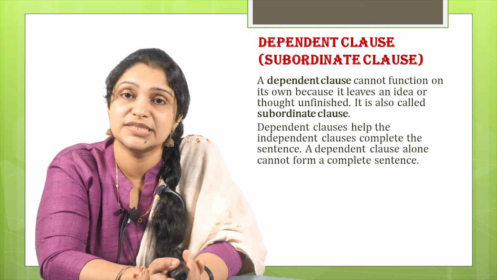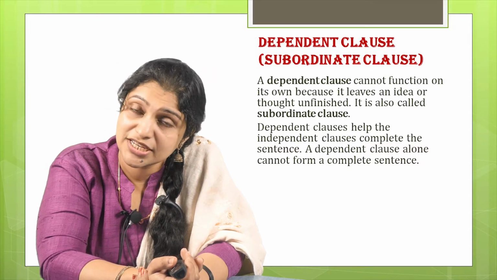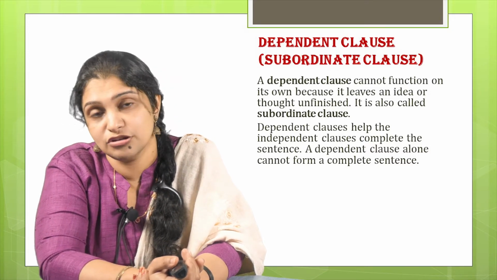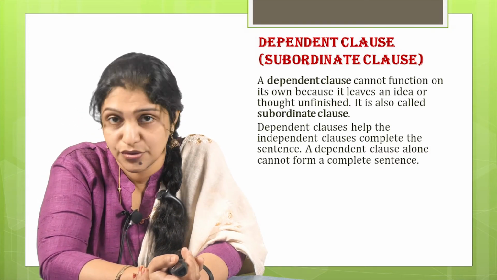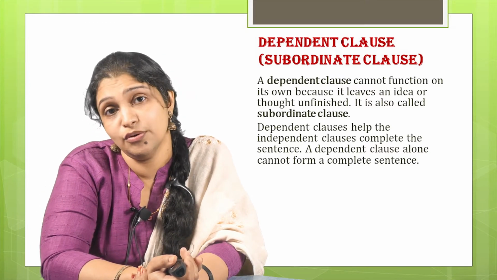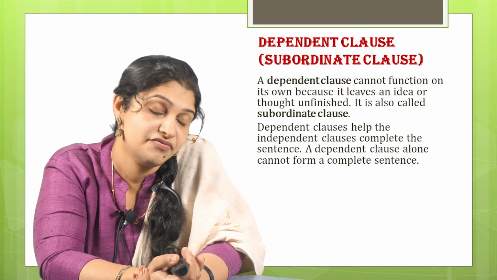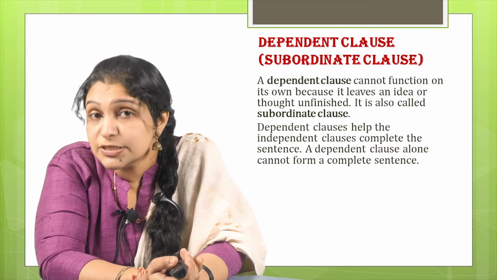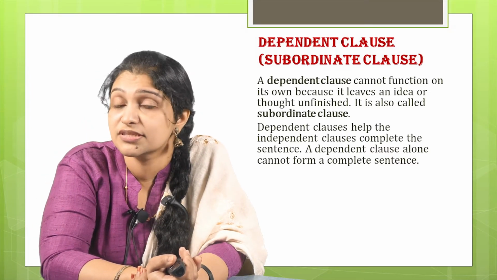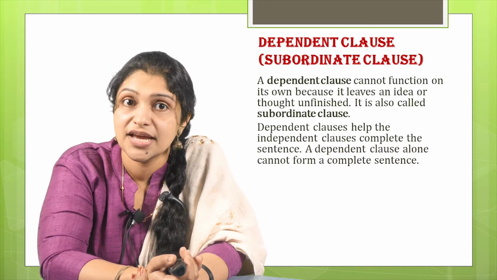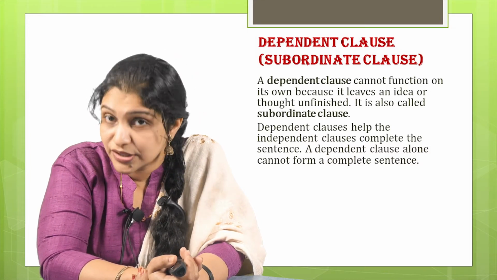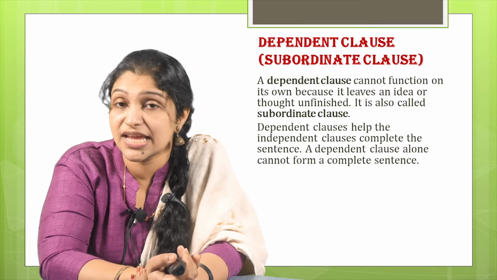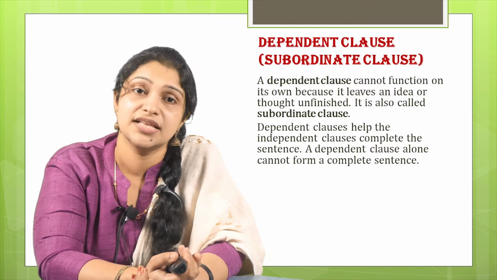Dependent clause or subordinate clause. Subordinate clauses are also termed and known as dependent clauses simply because they rely on others. They cannot function on their own because they leave an idea or thought unfinished or incomplete. Dependent clauses help the independent clauses complete the sentences. I repeat, dependent clauses, subordinate clauses, support the independent clauses to complete the sentence.